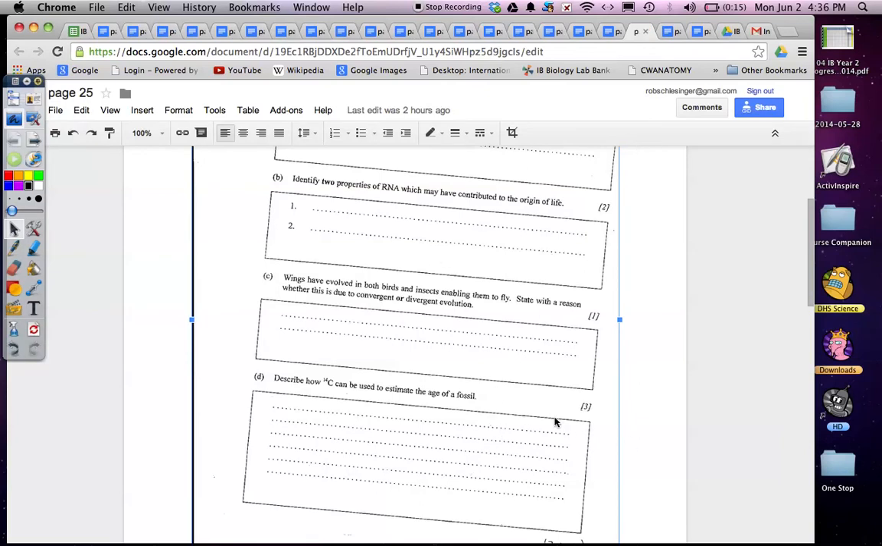The one question we did stumble upon was describe how carbon-14 can be used to estimate the age of the fossil. The problem that people had was carbon-14 doesn't decay into carbon-12, it decays into nitrogen. One of its neutrons becomes a proton, and thereby it's balanced as nitrogen. And that caused a lot of confusion for people.